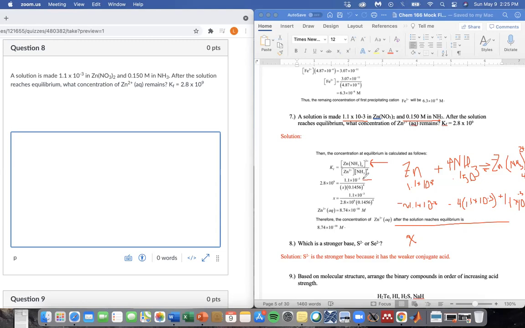So your final calculation would be 1.1 times 10 to the negative third divided by this 2.8 times 10 to the 9, which is your Kf value, times your concentration of NH3 to the 4th power, because 4 is the stoichiometric coefficient. And so you'll get a zinc concentration of 8.7 times 10 to the negative 10. You can also do a mental check: yes, it's super small, so it makes sense in this scenario. If you ever got a concentration that wasn't that small, it wouldn't make sense, and you would know that you had messed something up in your calculation.